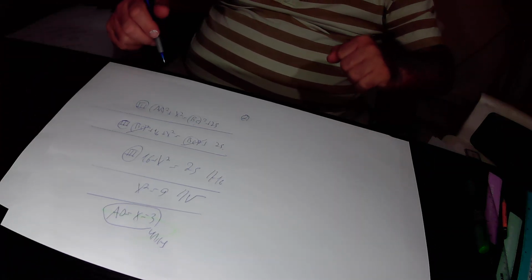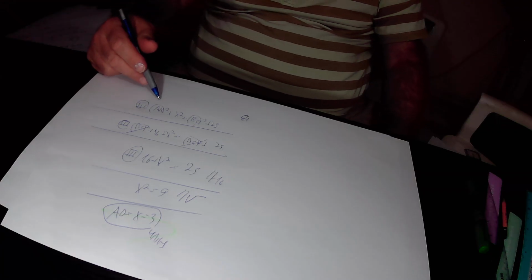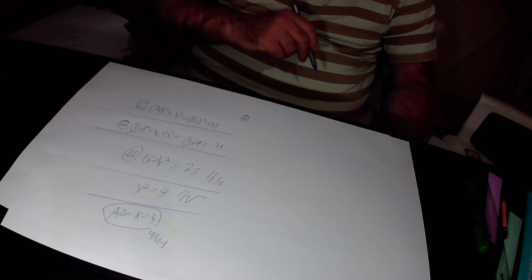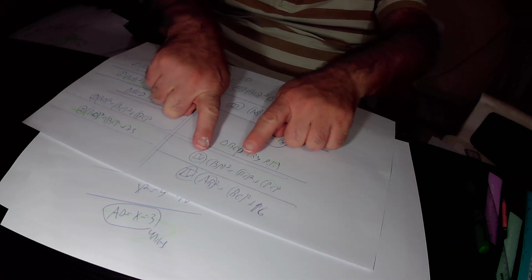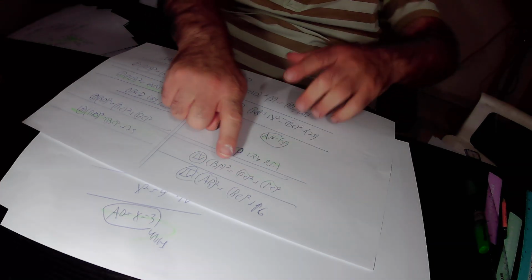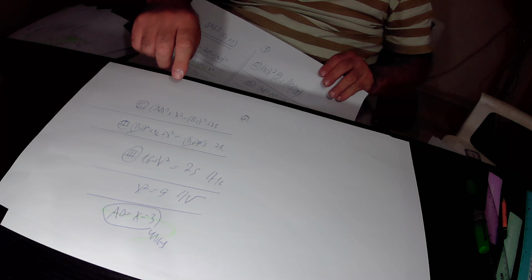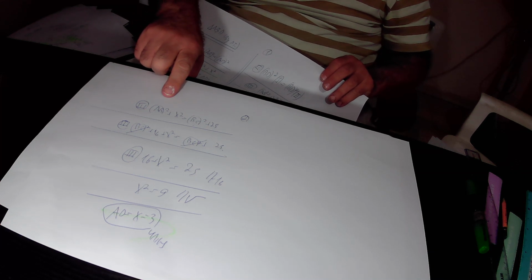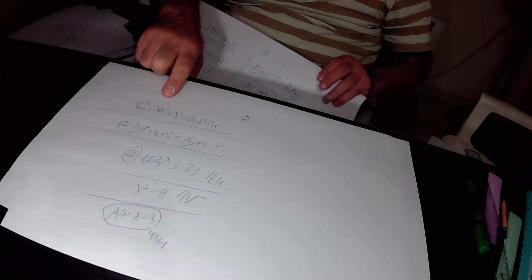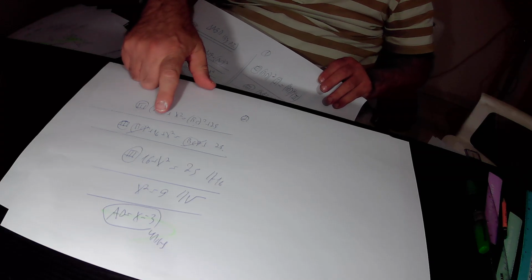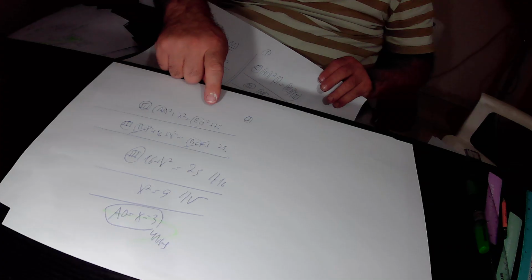But according to equation 3, AB squared plus x squared equals BC squared plus 25. According to equation 4, AB squared equals BC squared plus 16. Therefore, we can substitute AB squared in equation 3 by BC squared plus 16 from equation 4, and we get BC squared plus 16 plus x squared equals BC squared plus 25.